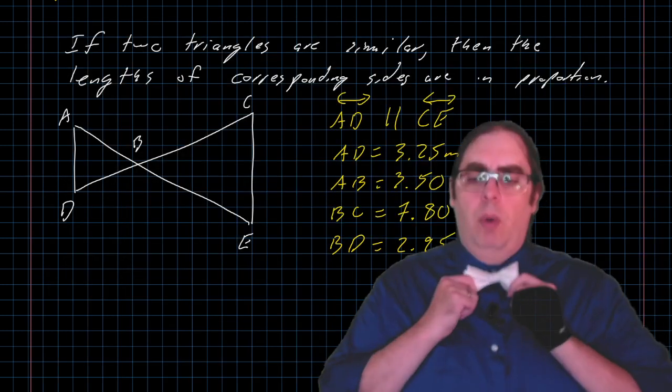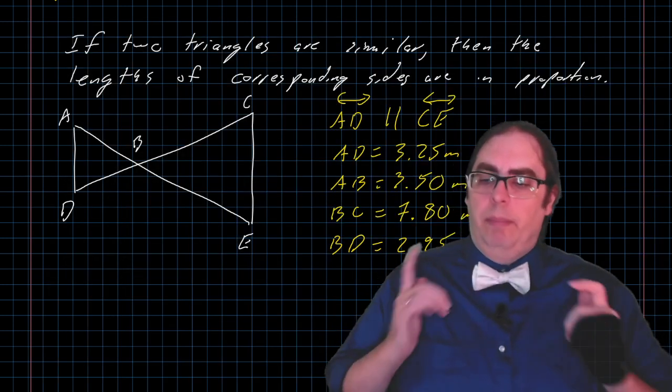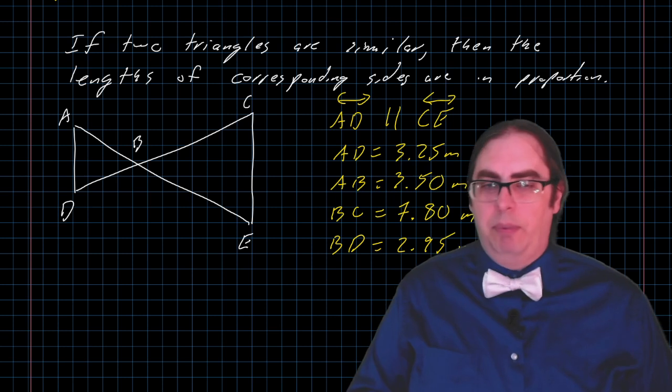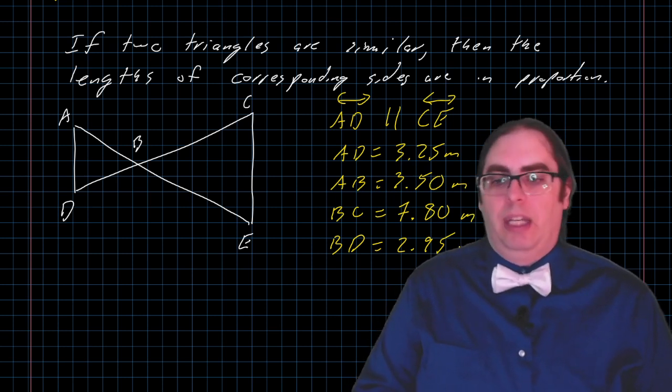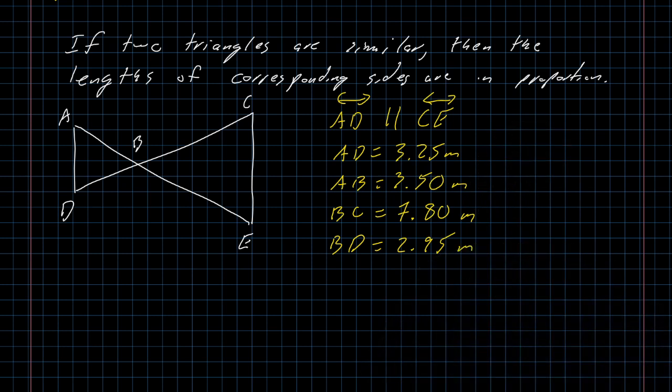I don't know why I always enjoy drawing my triangles in a shape like that, but it seems to be something that I kind of default to when I'm talking about similar triangles. And my goal in this exercise is to figure out the length of CE.